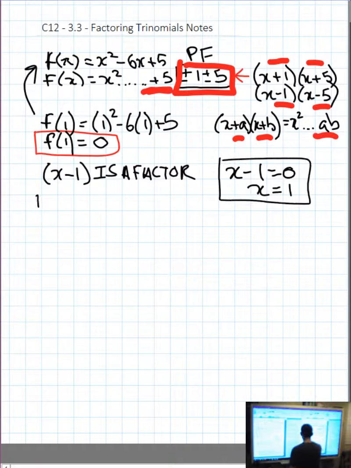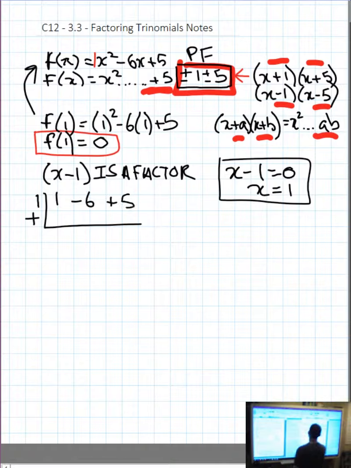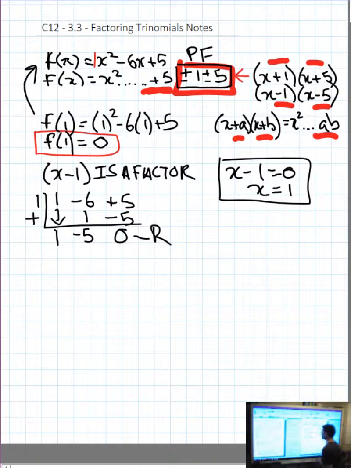And then I put that 1 into synthetic division with a plus sign. And then I list my coefficients: 1x squared, so 1, then negative 6, then positive 5. Bring the 1 down. 1 times 1 is 1. Negative 6 plus 1 is negative 5. 1 times negative 5 is negative 5, and 5 plus negative 5 is 0. As we knew, our remainder would be 0.